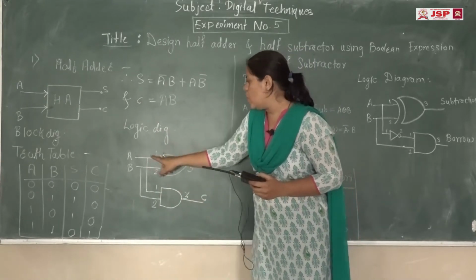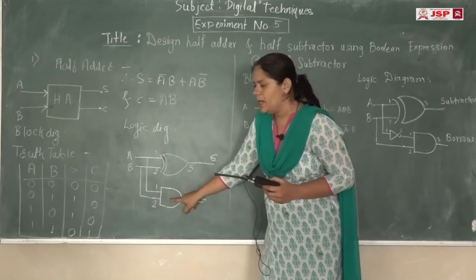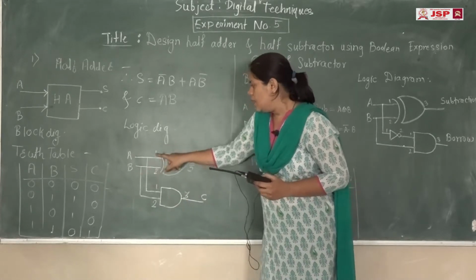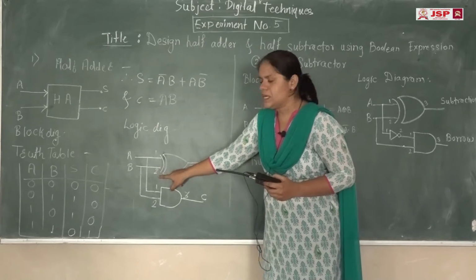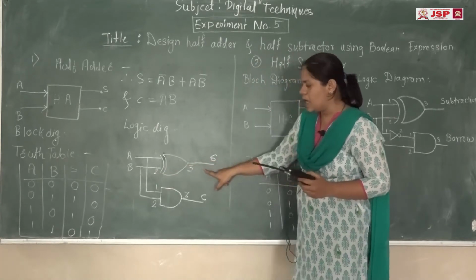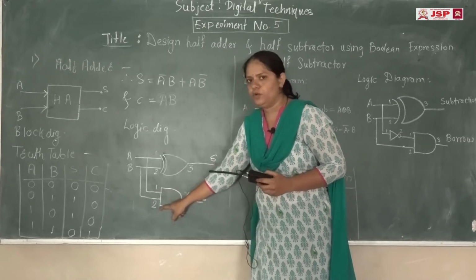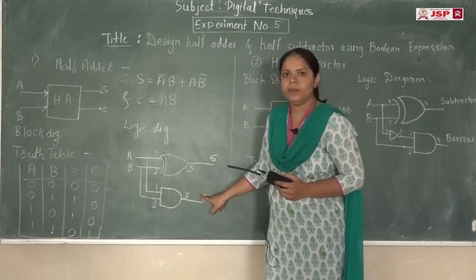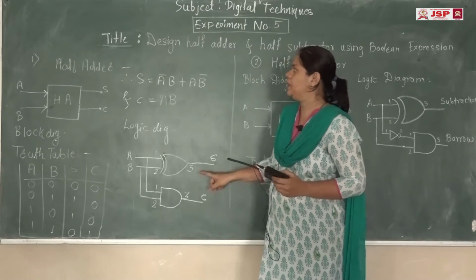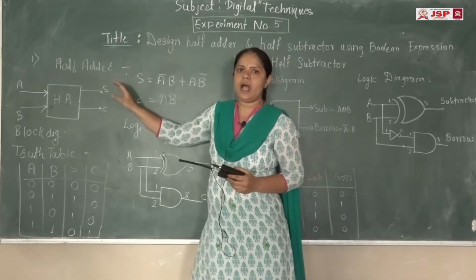So the common inputs for the XOR gate and AND gate are A and B. In the XOR gate, 1 and 2 are the input pins and the third is the output. For the AND gate, 1 and 2 are the input pins and the third pin is the output pin. So this is nothing but the half adder.